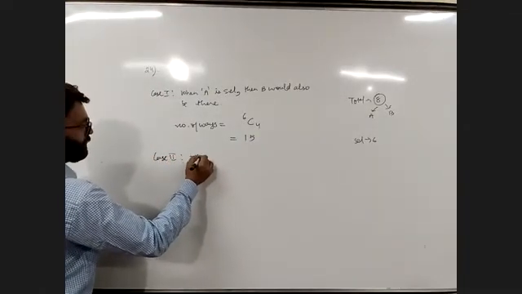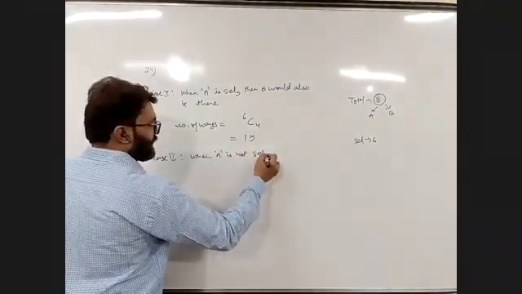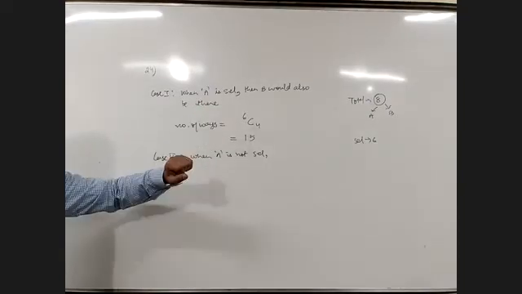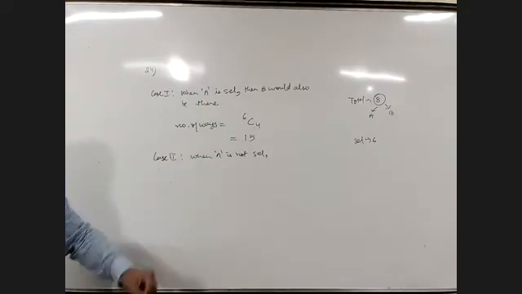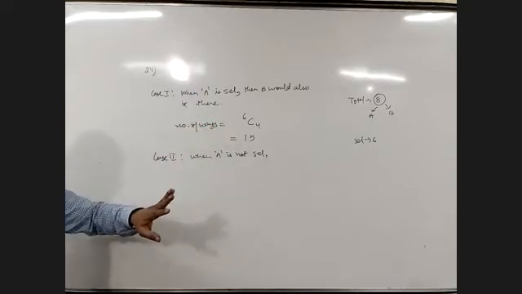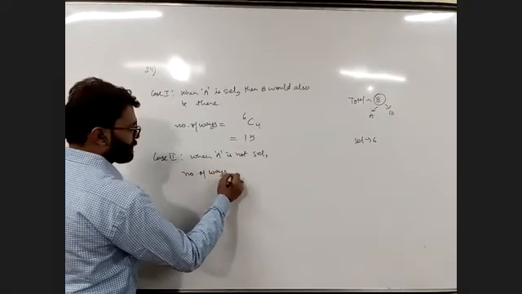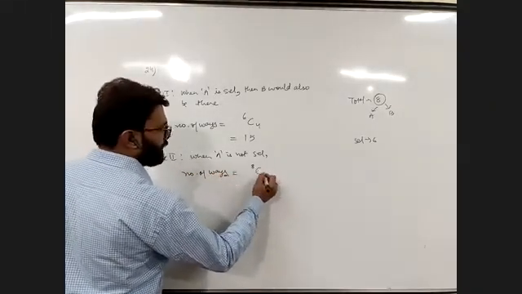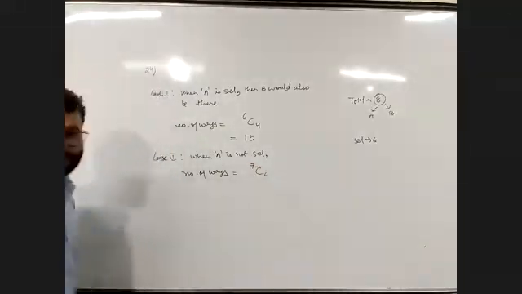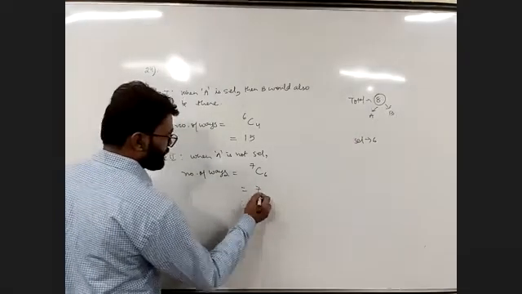Now case 2, when A is not selected. If A is not selected, there is no restriction for B. So A is not there. So out of 8, how many left? 7. And how many have to be selected now? 6. Number of ways will be C7 6. Is it clear? C7 6 will come out to be 7.